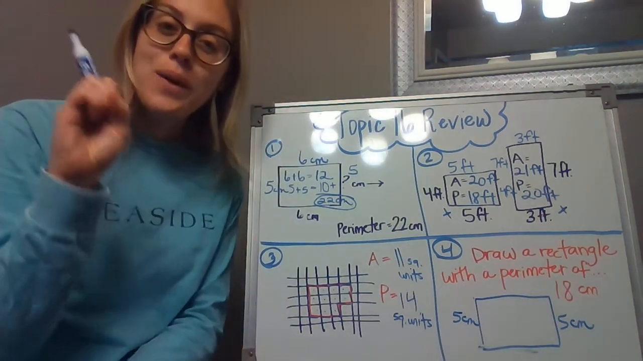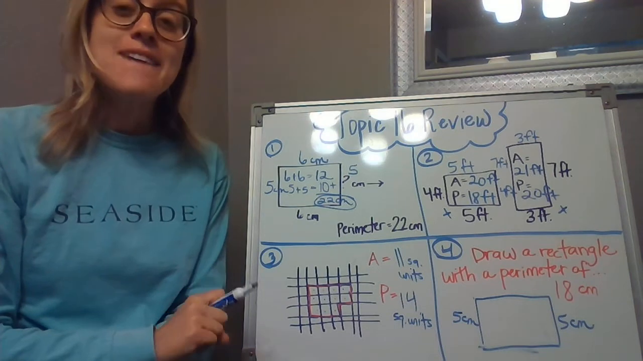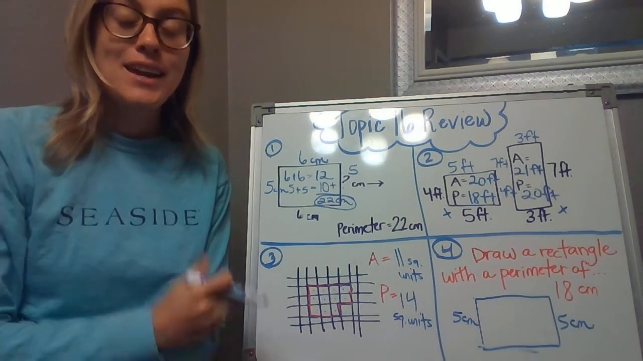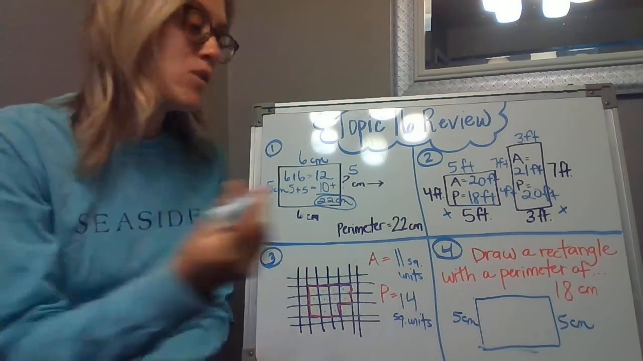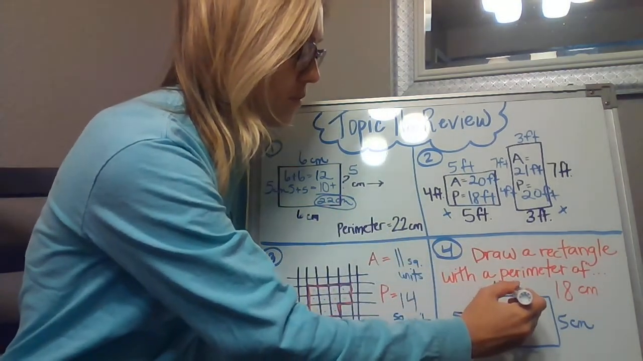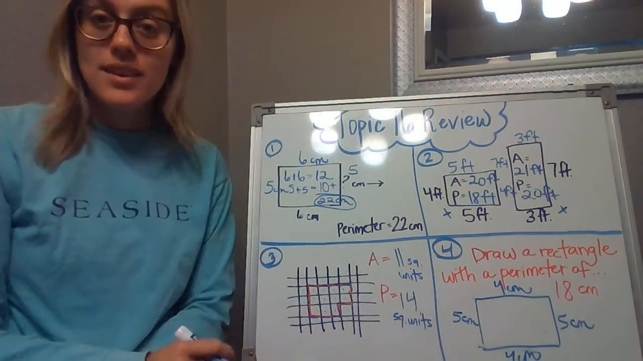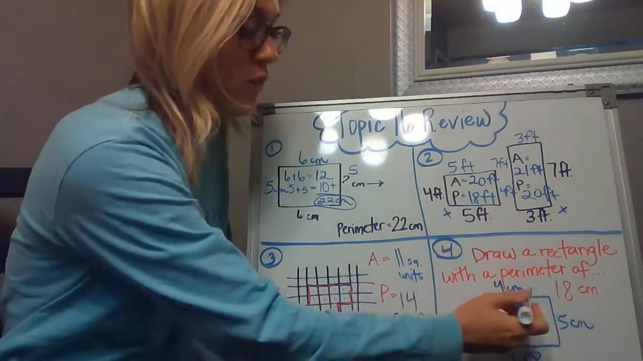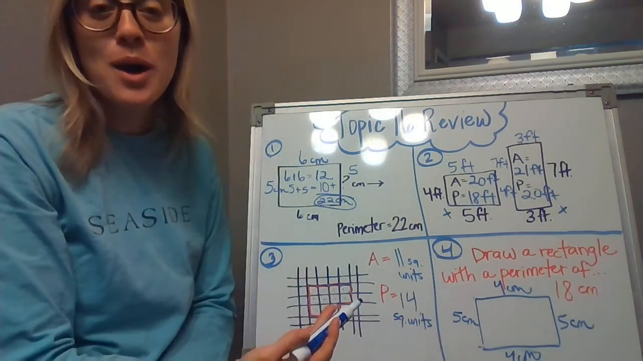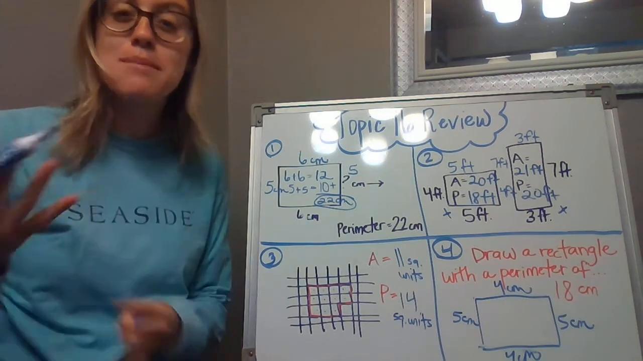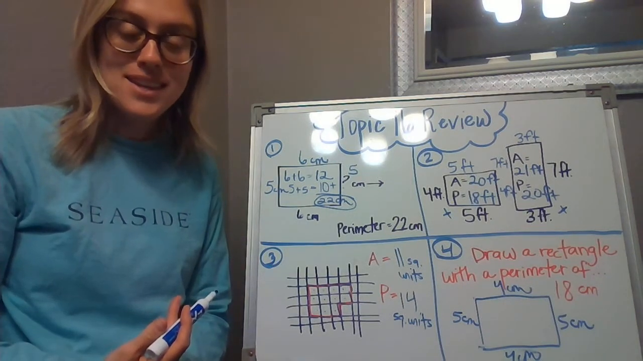So if I take away that 10 from the 18, I have 8 left over. And if I want to divide 8 into 2 pieces, I would do 4 and 4. Now I can see that maybe the 4 looks a little longer than the 5. That's okay, I can always redraw it, but I really just wanted you to do some math to figure out how I could have all my sides add up to 18.